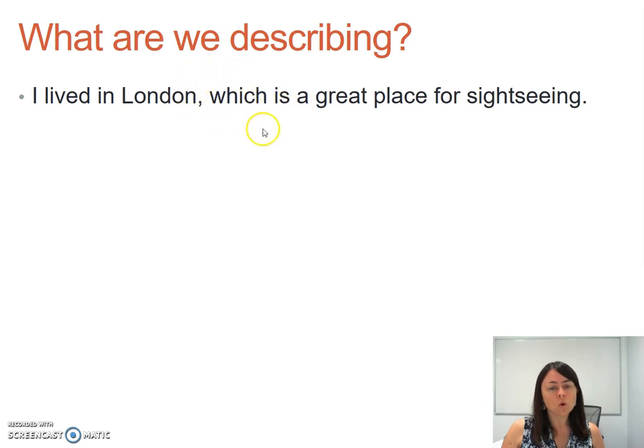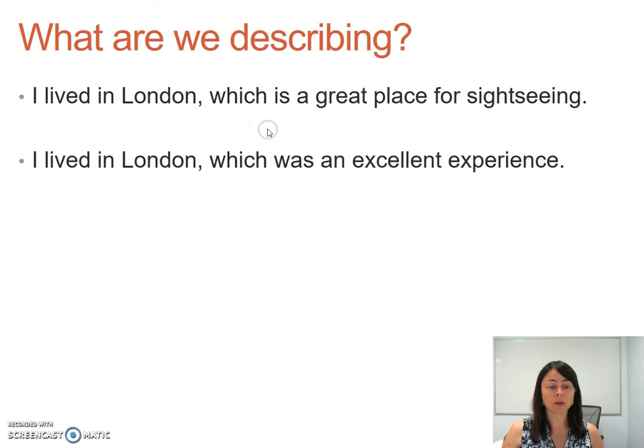Okay, what is this "which" describing? A great place for sightseeing. It's talking about London. London is a great place for sightseeing. How about this example? I lived in London, which was an excellent experience.